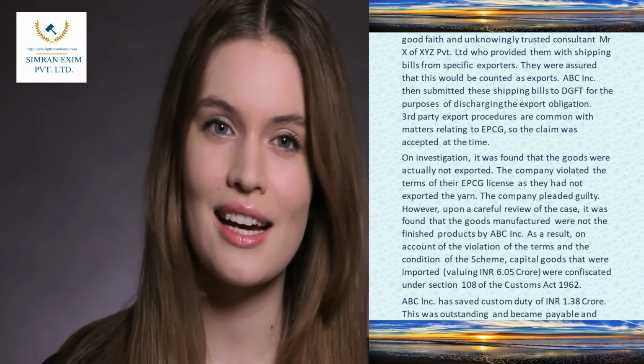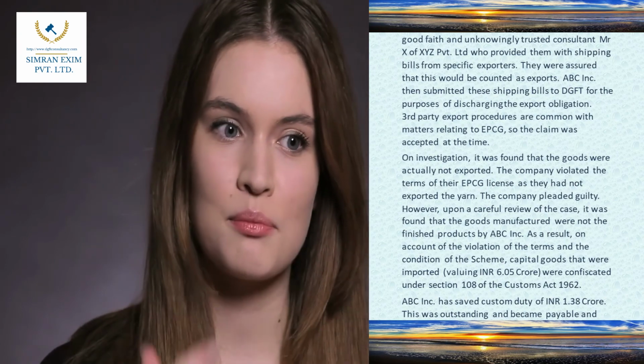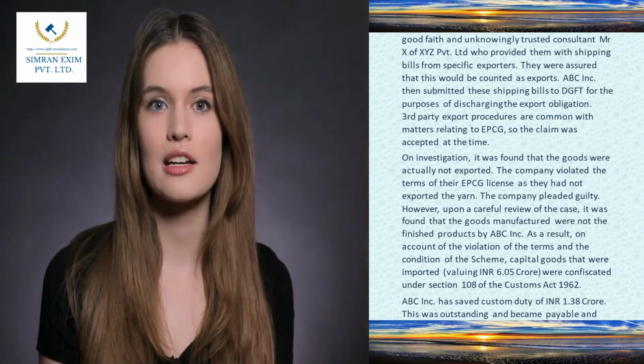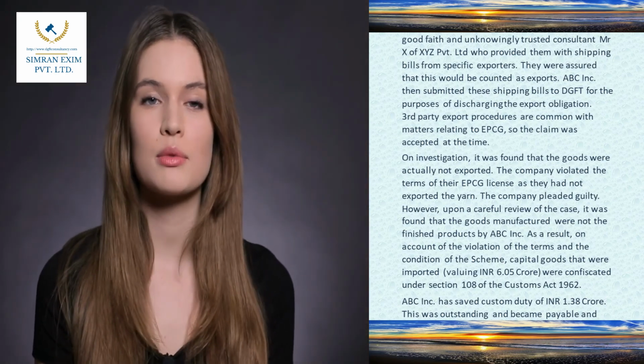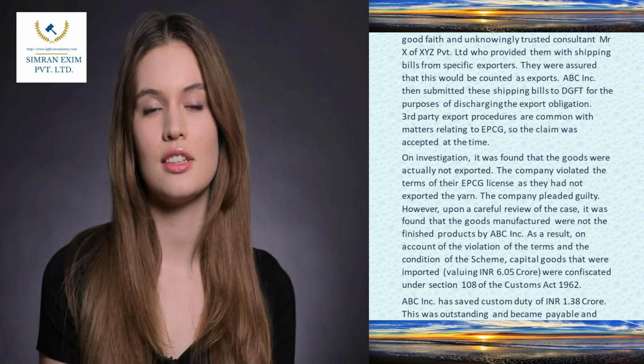On investigation, it was found that the goods were actually not exported. The company violated the terms of their EPCG license as they had not exported the yarn. The company pleaded guilty. However, upon a careful review of the case, it was found that the goods manufactured were not the finished products of ABC Incorporated. As a result, on account of the violation of the terms and conditions of the scheme, capital goods that were imported, valued at 6.05 crore Indian rupees, were confiscated under Section 108 of the Customs Act 1962.